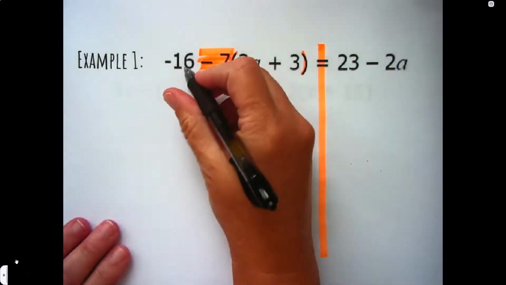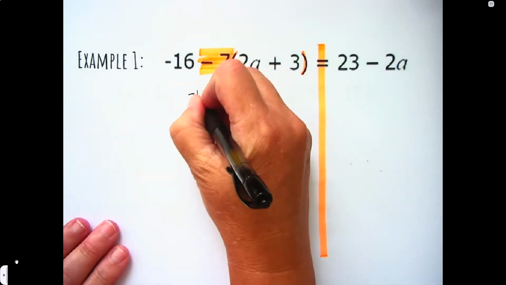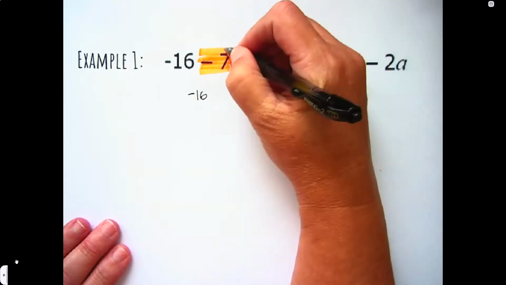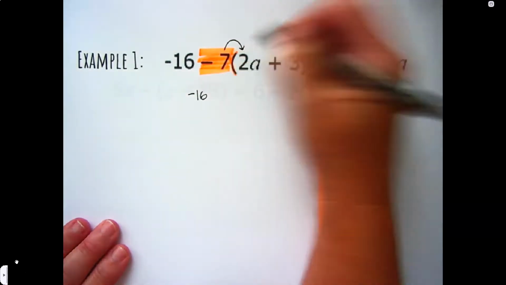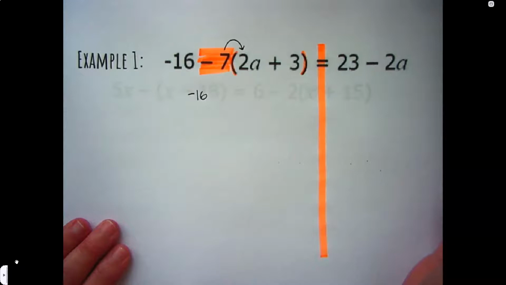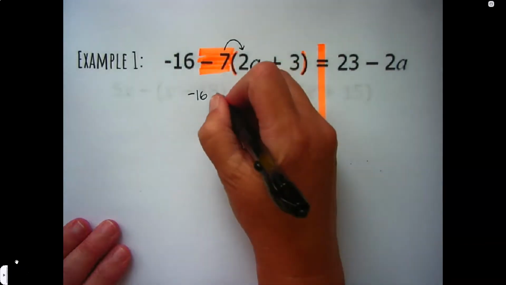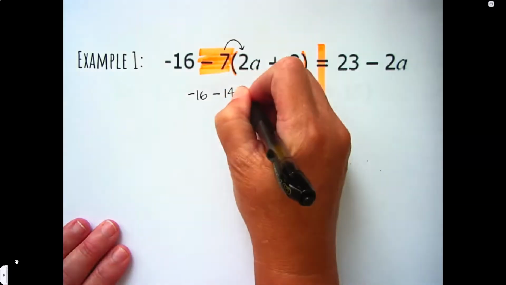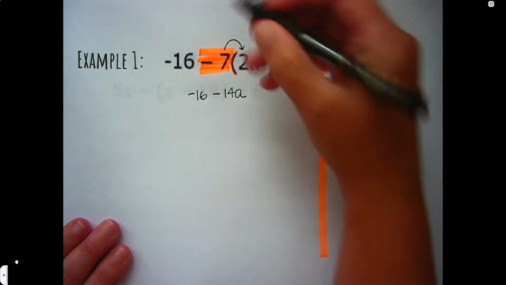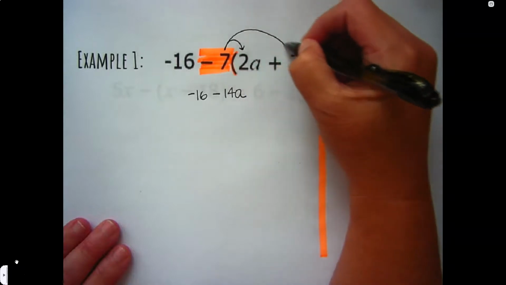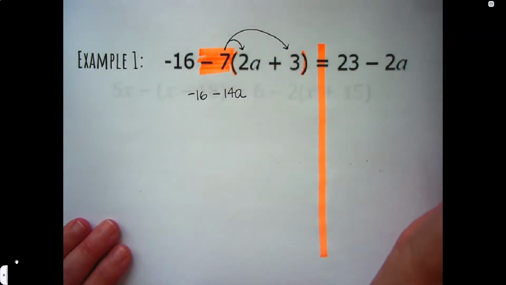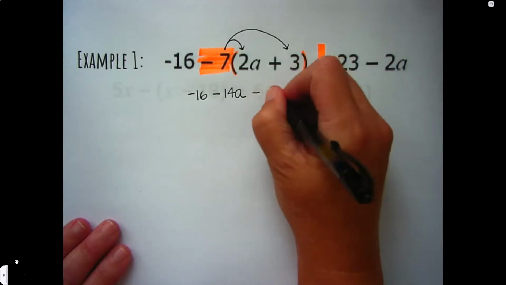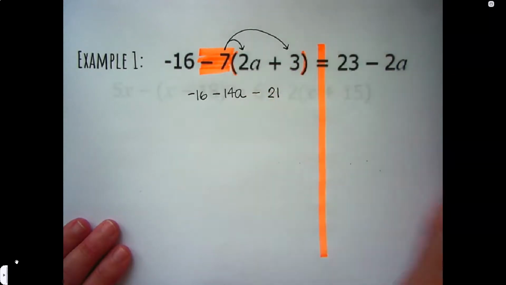So here we go. The negative 16 is just going to move down. We're going to do negative 7 times 2a. Negative 7 times 2 is negative 14. So I'm going to put minus for my negative 14a. We're also going to do a negative 7 times a positive 3. Negative 7 times positive 3 is negative 21. So I'm going to put minus 21.